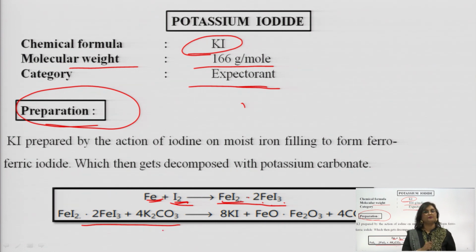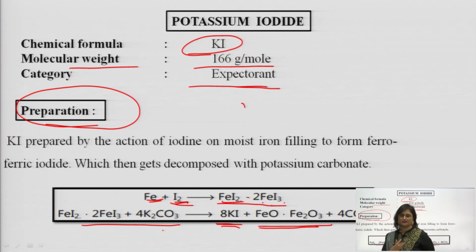In the presence of potassium carbonate to form 8 molecules of potassium iodide. Other remaining substances are excluded out. So how is a potassium iodide molecule synthesized? Iodine reacts with iron filings to form ferroferric iodide. This ferroferric iodide is decomposed in the presence of potassium carbonate, K2CO3, to form potassium iodide.